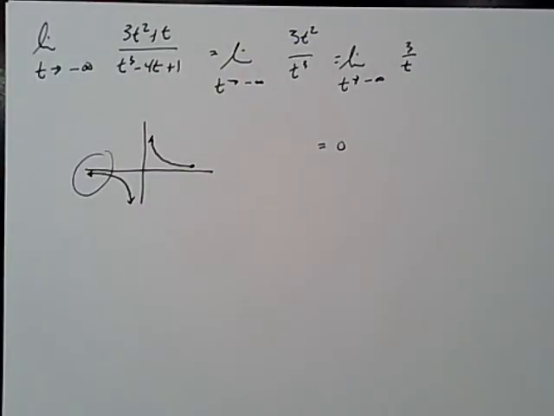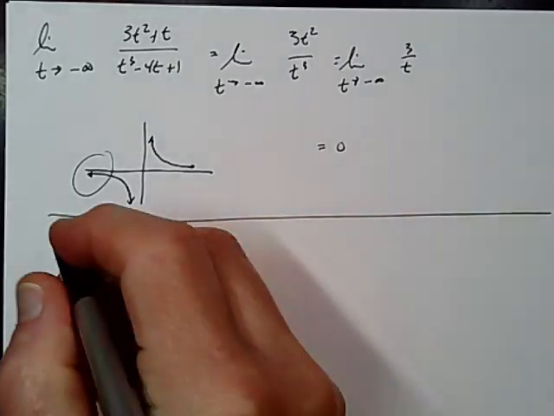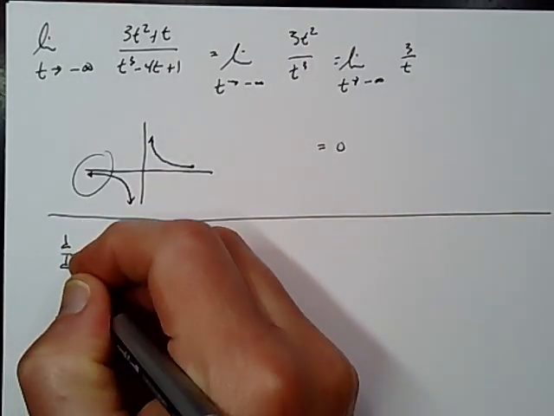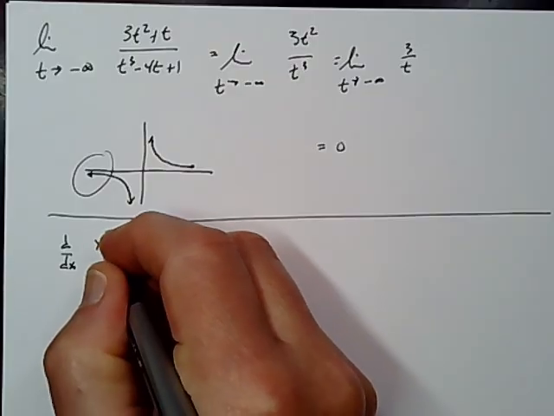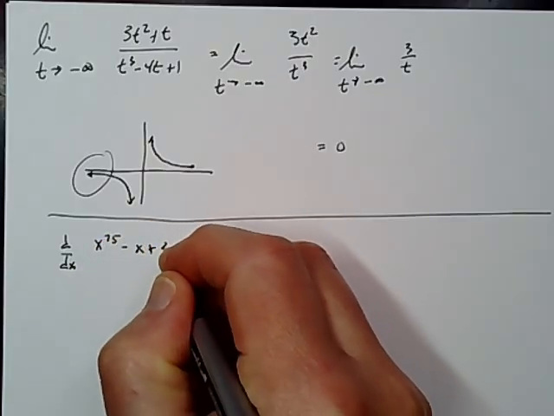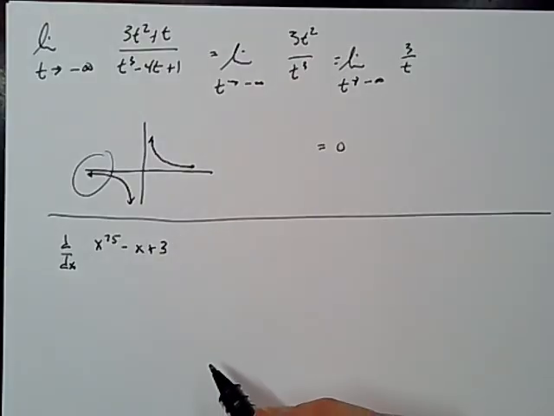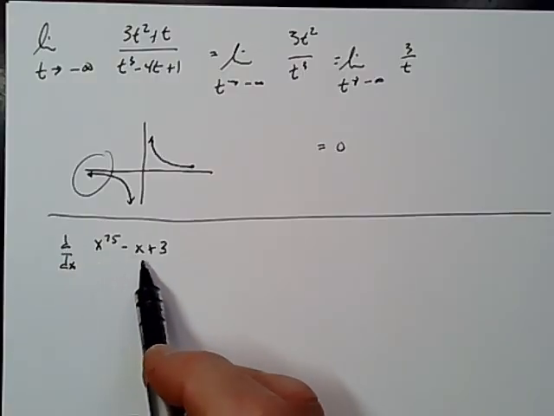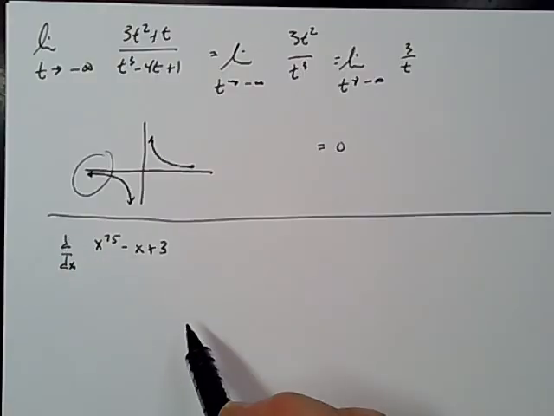So I've got to take the derivative with respect to x of x to the 75 minus x plus 3. And I use the other notation. I use the d/dx notation just to mix it up, that's all. It is an advantage that you don't have to come up with a name for the function. You can just say take the derivative of this thing.